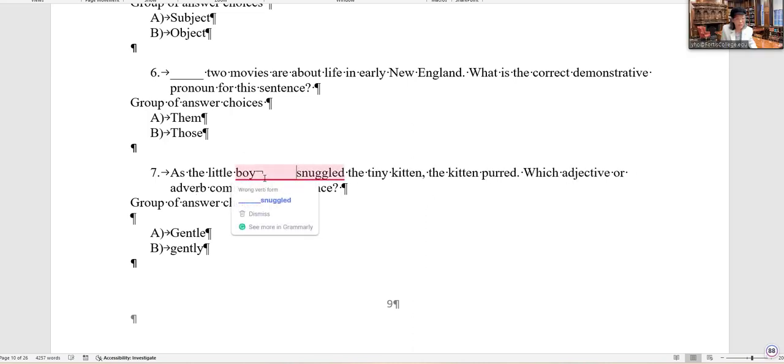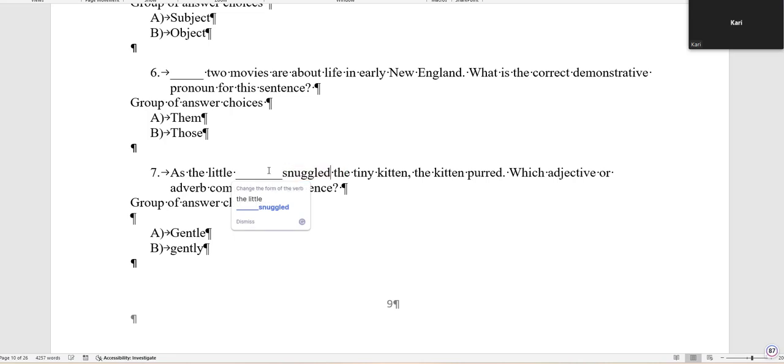I still don't know what this is. So, yeah, that's weird. Yeah, something like that. Yeah, that looks better. So as the little boy, was it? Yeah. Okay, there we go.